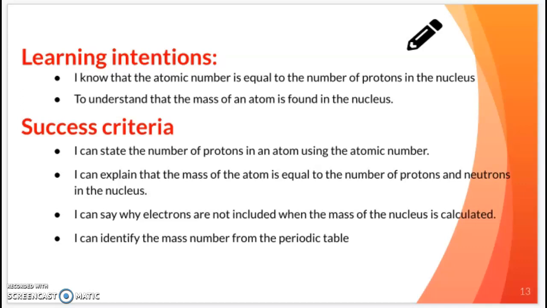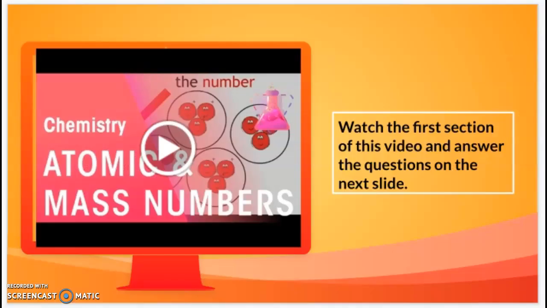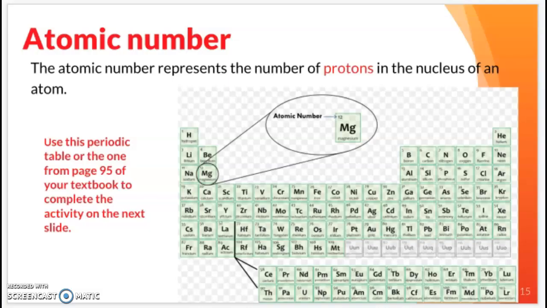For example, if I asked you for the mass number, where do you find that on the periodic table? You then want to actually say why electrons are not included in this, because their mass is actually quite insignificant. And where do you find all this information from the periodic table, which is kind of like a cheat sheet for chemistry, okay? This video, first of all, does a nice job of giving you a nice introduction to mass and atomic numbers. And these questions can then be answered.